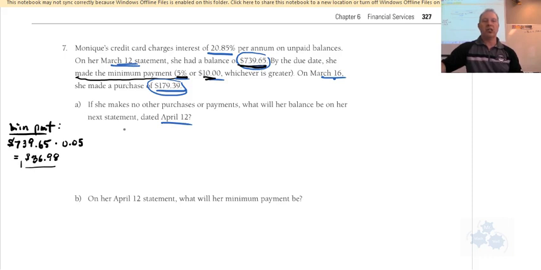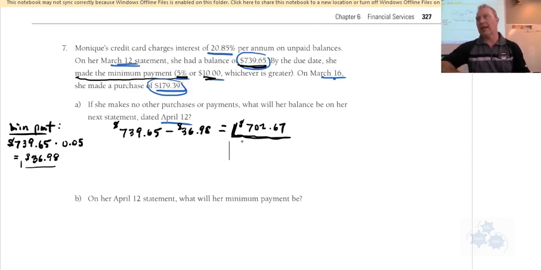So the balance she's starting off with on March 12th is actually $739.65 minus $36.98. Okay, and that equals, I'll just help you out here, 702.67. So this is the balance that's going to start accruing interest, which is the fancy word. That means that's what interest is being calculated on. So the 702 is an important number. That's what we want to figure out.